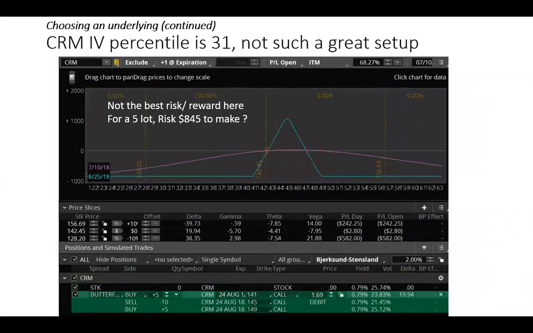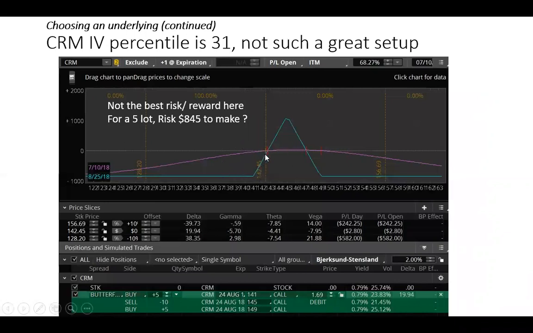Okay, this is another example here. This is CRM, which is Salesforce. Now this one did not set up as well, and this is why I put it in. Notice the depth here compared to the height of the butterfly. And how much is this stock? $142. Generally, the higher dollar stocks work better for these things. This is also not a heavily traded stock. The IV percentile is only 31, so it's not such a great setup in terms of risk reward.